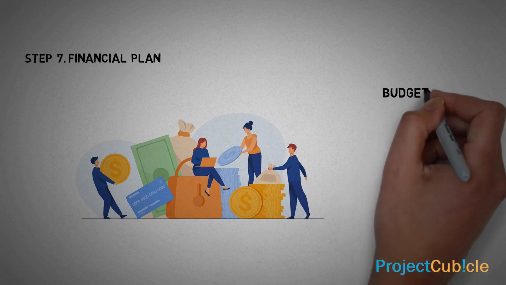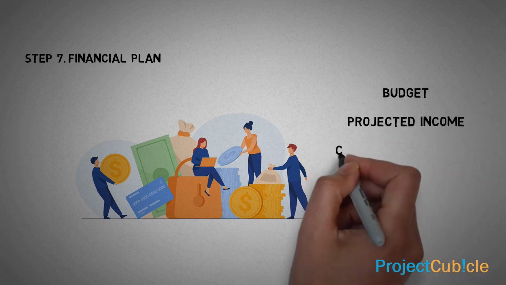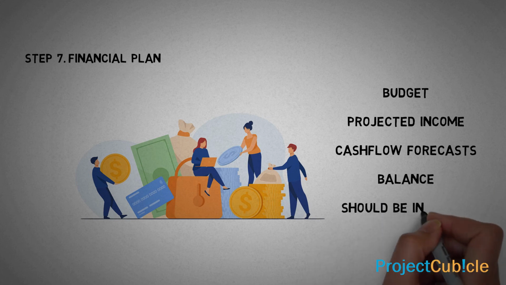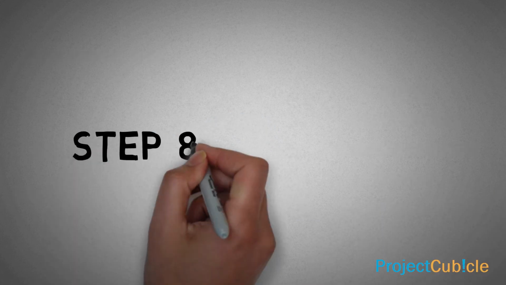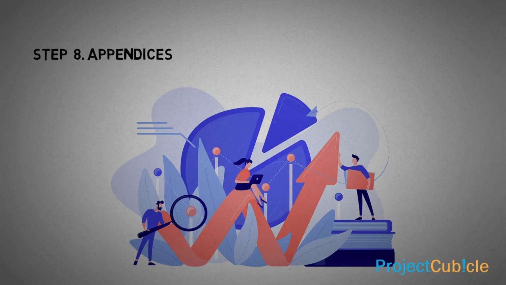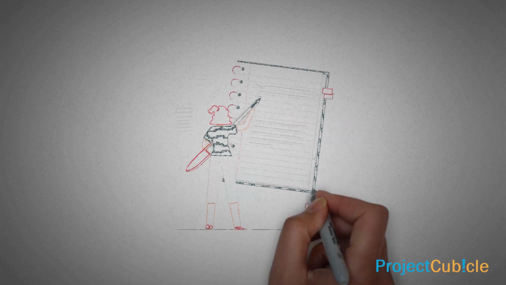Budget. Projected income. Cash flow forecasts. Balance sheet should be included. Step 8. Appendices. Provide supporting information such as charts, notes, reports, and further research. Now you can write a business plan.